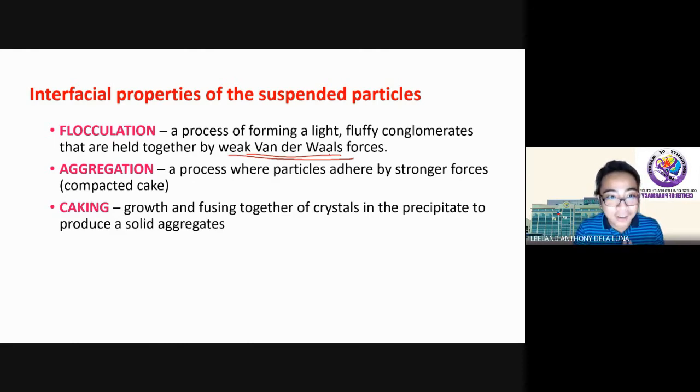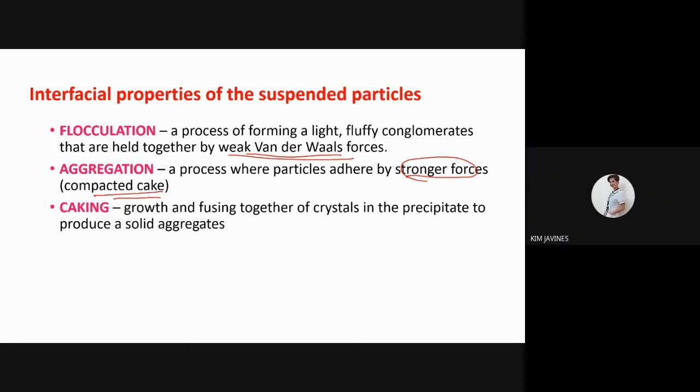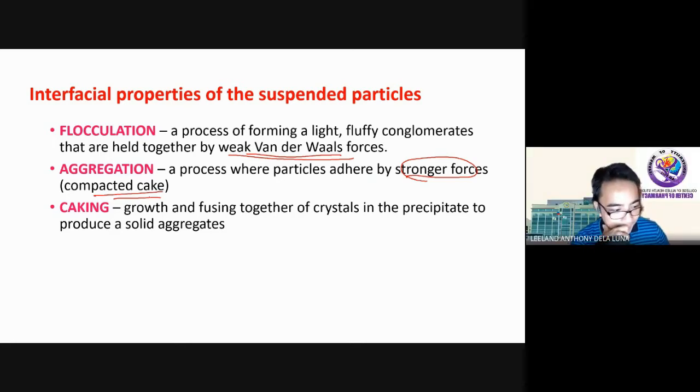Now, class, ang ayaw natin mangyari sa ating internal phase for suspension is when they start forming aggregates. Kasi, class, aggregation is the process wherein particles adhere by stronger forces, which creates a compacted cake. Compacted cake. Class, natry nyo na ba maghalo ng cornstarch at saka tubig? Okay, natry nyo? Yes, sir. Alright, good. Now, class, try nyo ito minsan, ha? Iwan nyo lang siya. Huwag nyo kahaluin.